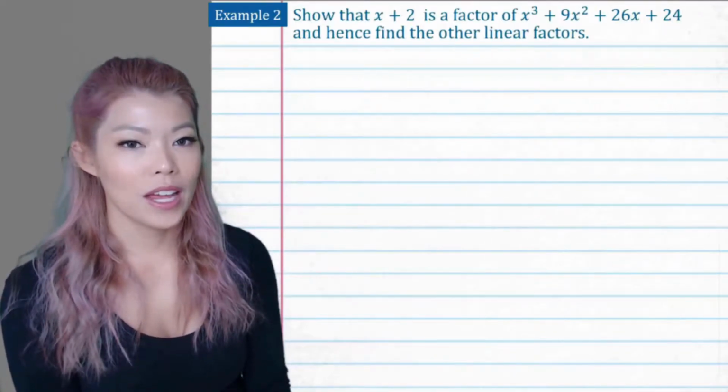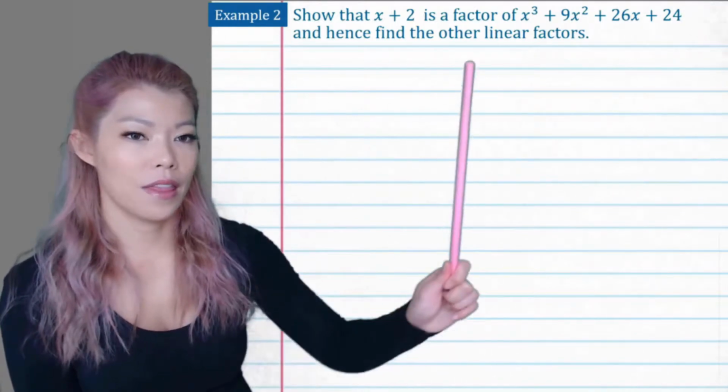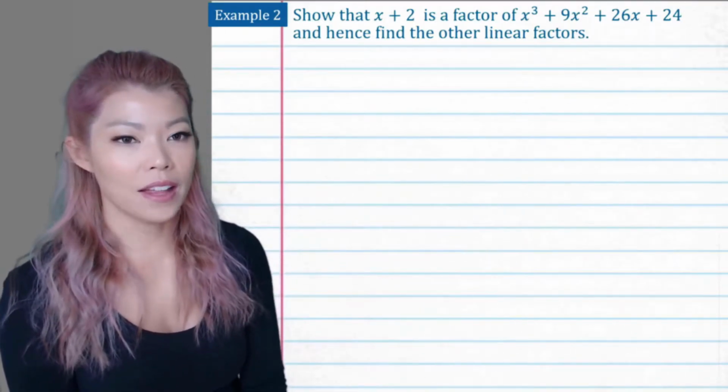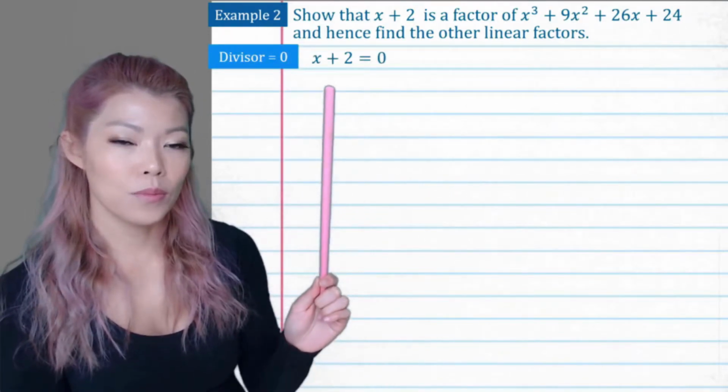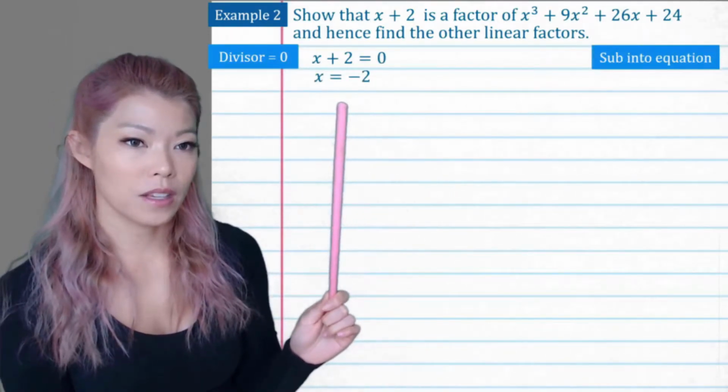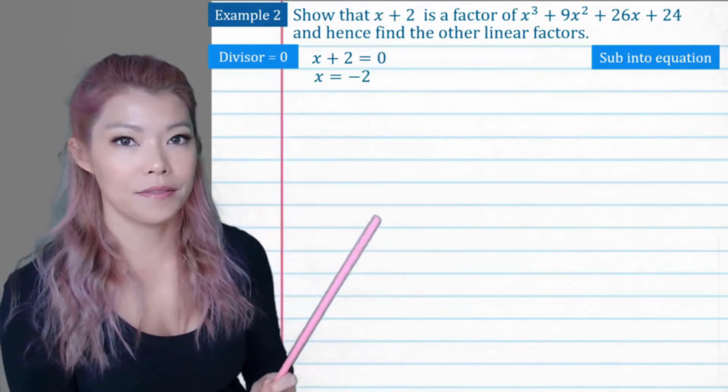Example 2: show that x plus 2 is a factor of that polynomial and hence find the other linear factors. So how do we do that? We use the remainder theorem. We hope to get 0. If we do, then we can say it is a factor.